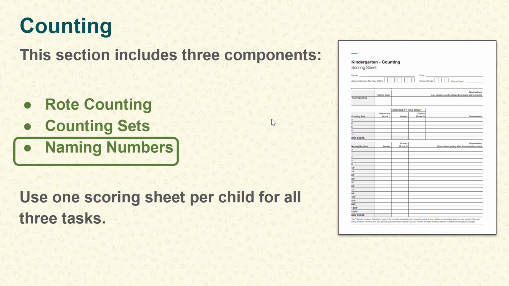So just a quick reminder, there are 3 tasks within counting, including rote counting, counting sets, and naming numbers, and you will use just this one scoring sheet for all 3 tasks. You will need one scoring sheet per child.